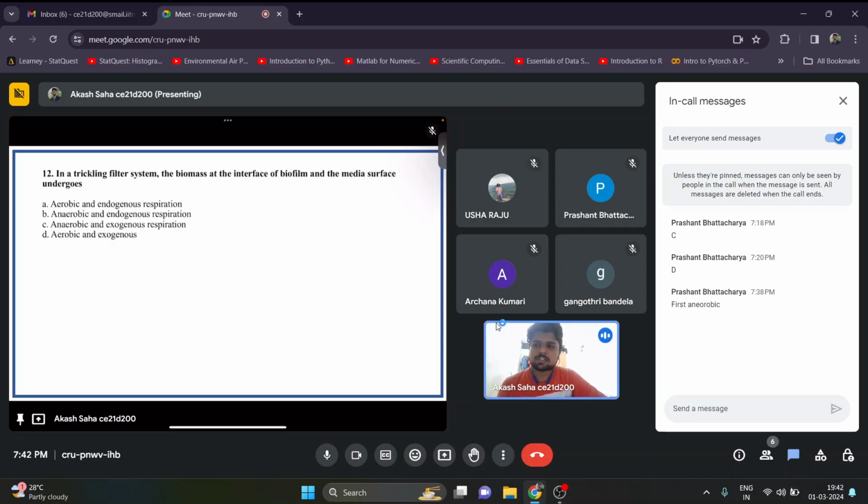Okay. So the next question shows that in a trickling filter system, the biomass at the interface of the biofilm and the media surface undergoes what kind of respiration?